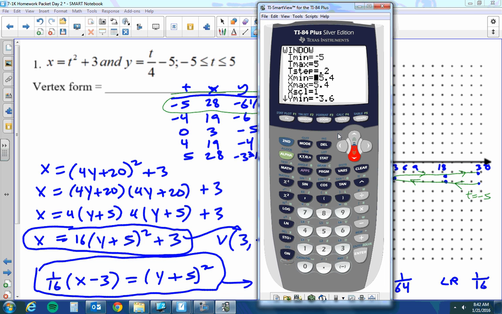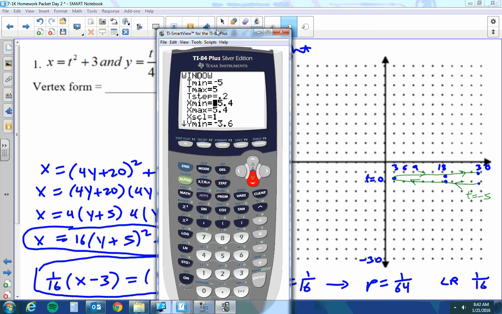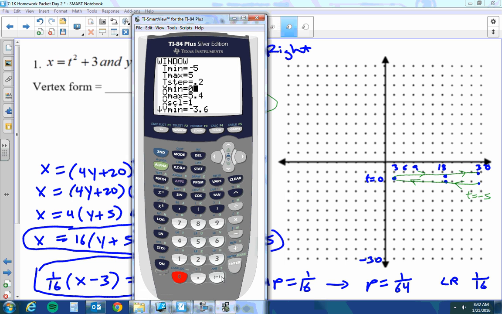And then you can look at our graph. For x min, I'm just going to go from 0 to 30 just like I had in my graph. And y min, I'm just going to do negative 10 to 0 because the whole parabola was there. And there you go.